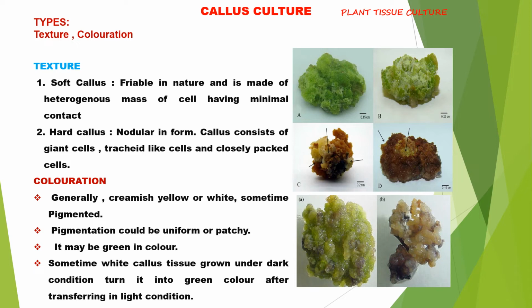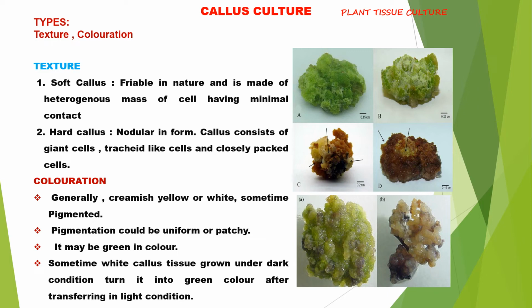The callus varies in texture and coloration based upon the different hormone concentrations that are used. A callus could be soft or hard. A soft callus is friable in nature and is made of heterogeneous mass of cells having minimal contact. This is the callus that is actually preferred for suspension culture. The figure at the bottom last shows the soft friable callus.